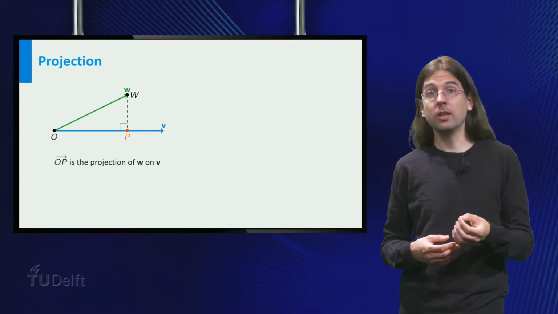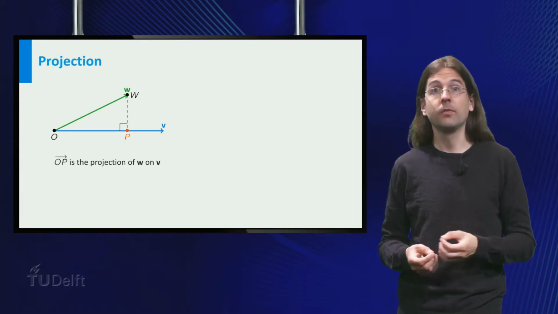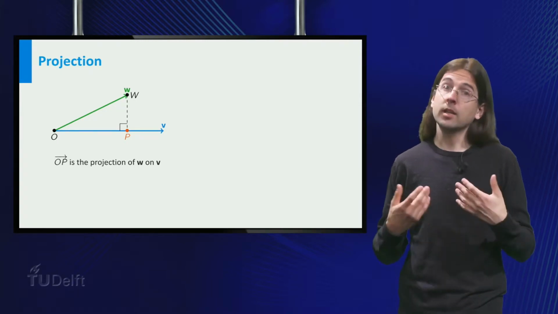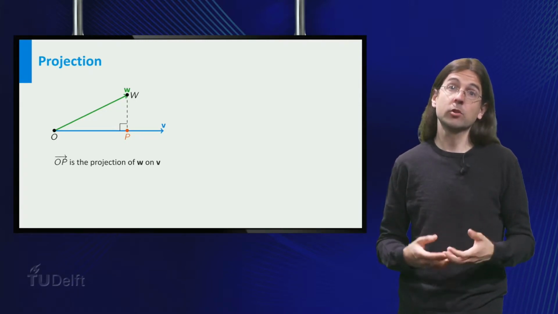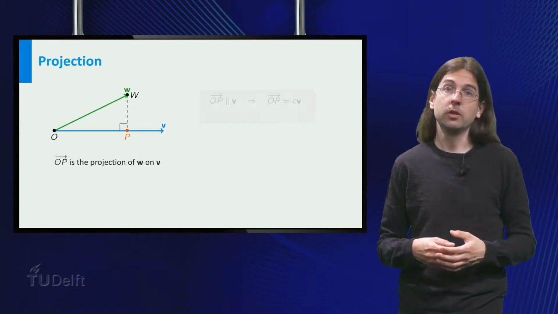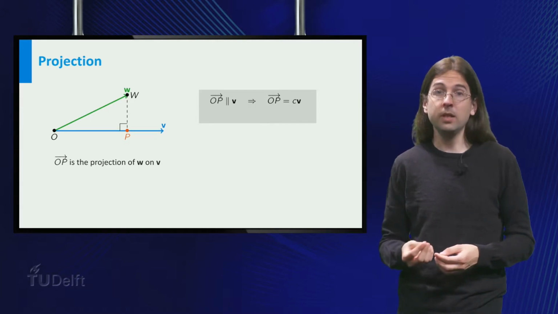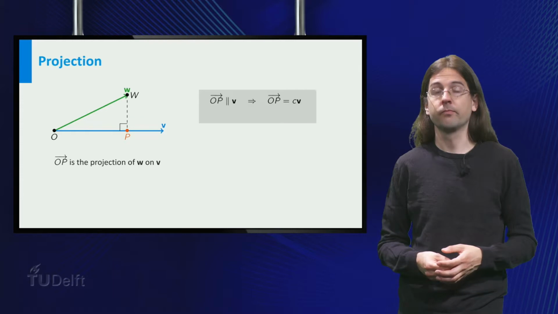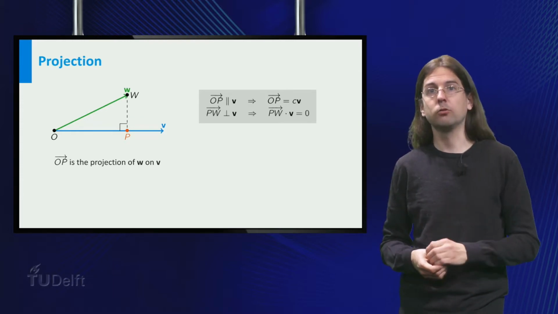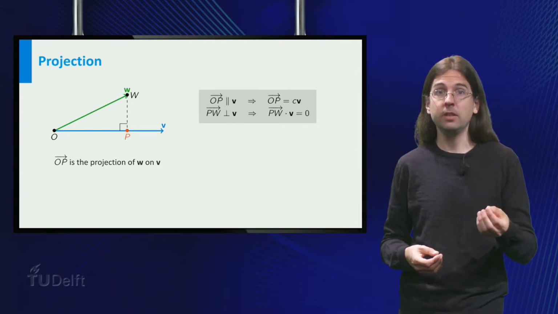To determine the cosine, we need the lengths of OP and of W, so we need to know which point P is. Let us look at what properties P, or the projection vector OP, has. First of all, the vector points in the same direction as V, so OP is a multiple of V. And moreover, PW is perpendicular to V, which means that the dot product of PW with V equals 0.